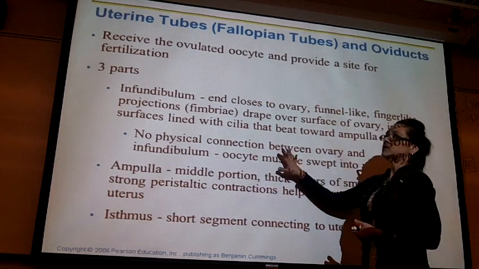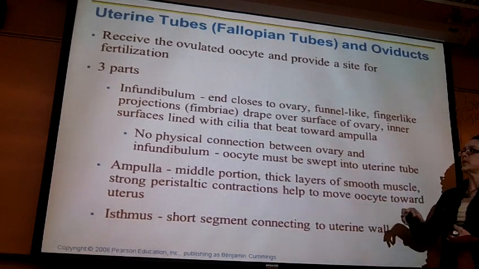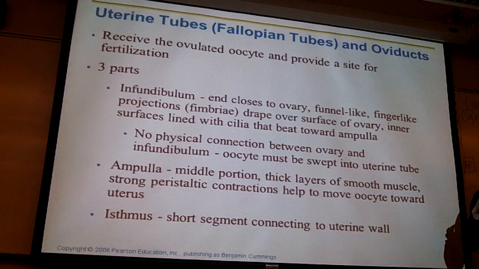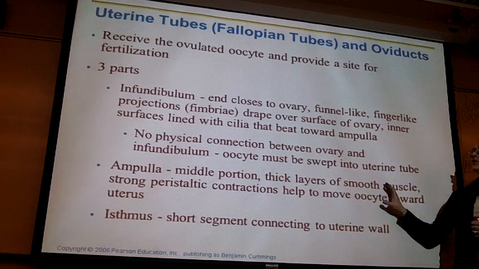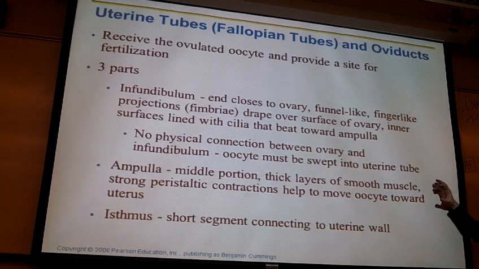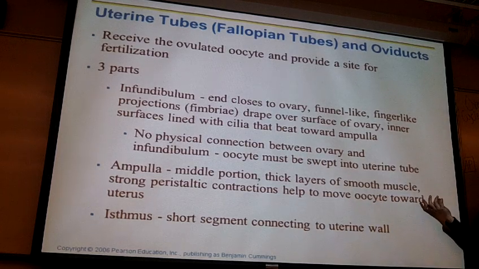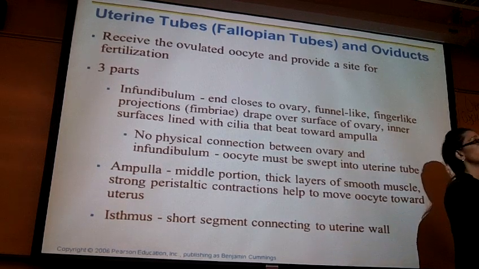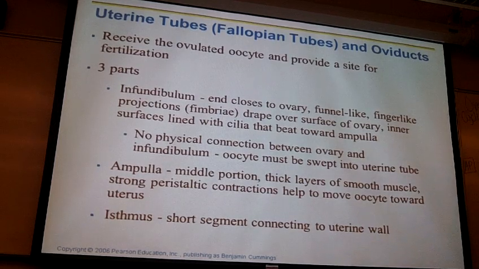Remember, there's no physical connection there. It just drapes over. The ampulla is the middle portion of the fallopian tube. Here you're going to have lots of layers of smooth muscle cells that are going to contract under sympathetic stimulation. And remember, in the semen, there are chemicals that cause smooth muscle to contract. What's that chemical called?